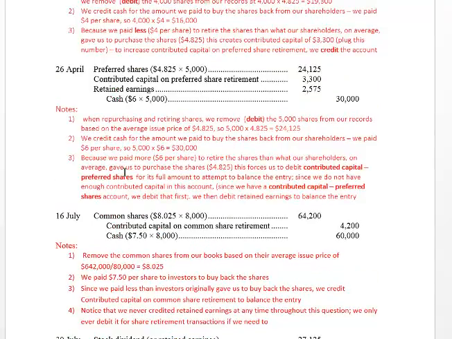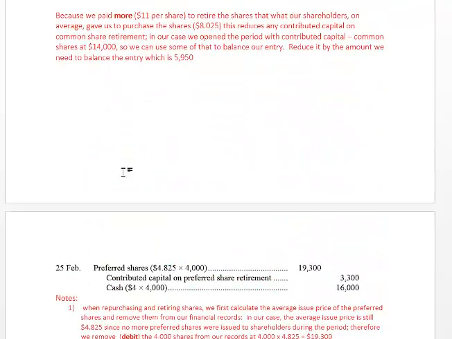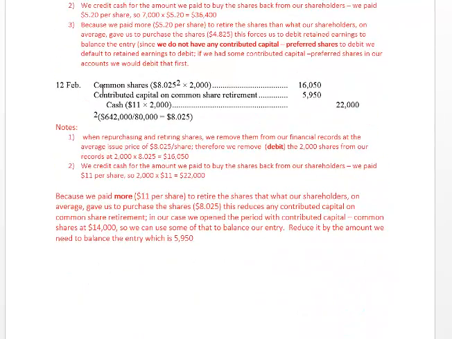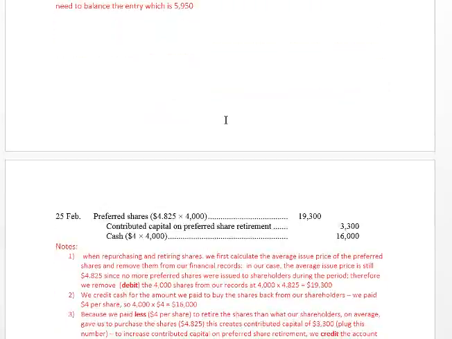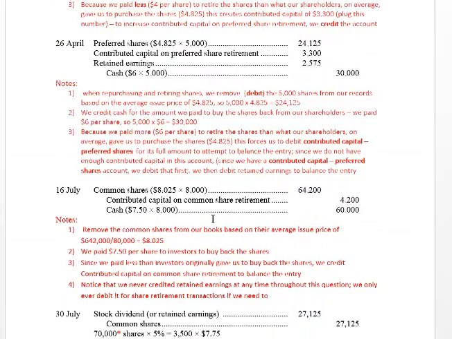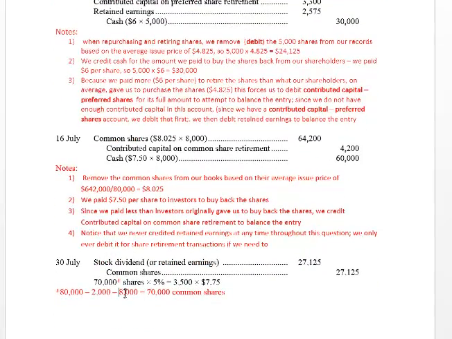You remember that we bought back common shares of how many? 2,000. When did we do that? We did that way back on February the 12th. We bought back 2,000 shares and retired them. So we took 2,000 shares off of our books, right? And then we also retired an additional 8,000 common shares here on July the 16th. So that means we have 70,000 common shares as at the date of July 30th.